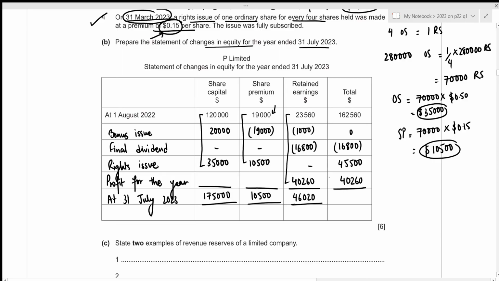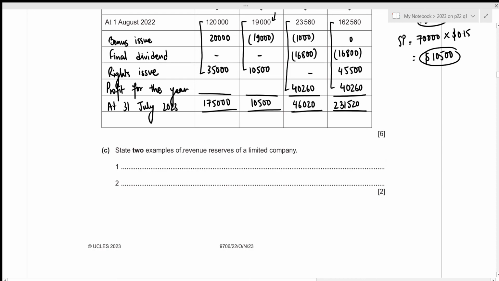Then for the total column, that's going to be 162,560 minus 16,800 plus 45,500 plus 40,260, which results in 231,520. This completes our statement of changes in equity. Let's move towards the next part. We need to state 2 examples of revenue reserves of a limited company.